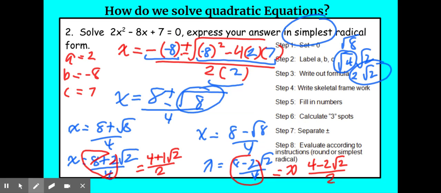So, that's supposed to be a 1. My bad. Right here. I made a mistake there. 2 goes into 2 1 time, not 2 times. So the 2 answers should be 4 plus 1 radical 2 over 2 and 4 minus 1 radical 2 over 2.